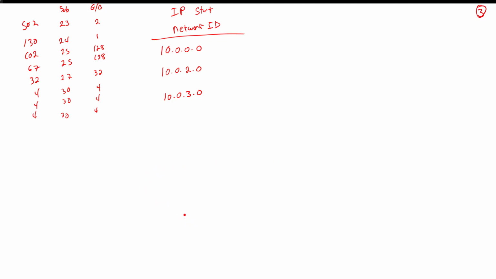Alright, so that takes care of the first 3 networks. That one is done. That one is done. So, we have a /25. Oh wait, /25, the first, second, and third octet are now locked. /25 is in the fourth octet, so that means we're going to add 128 in the fourth octet.